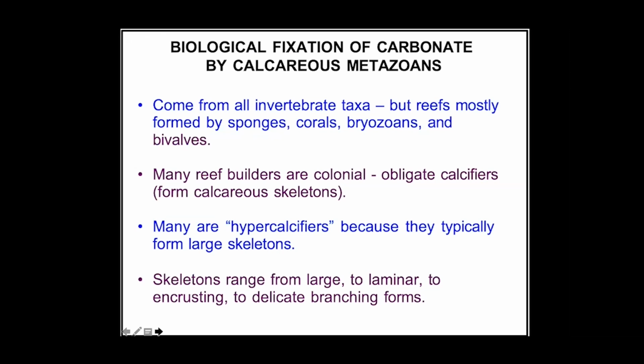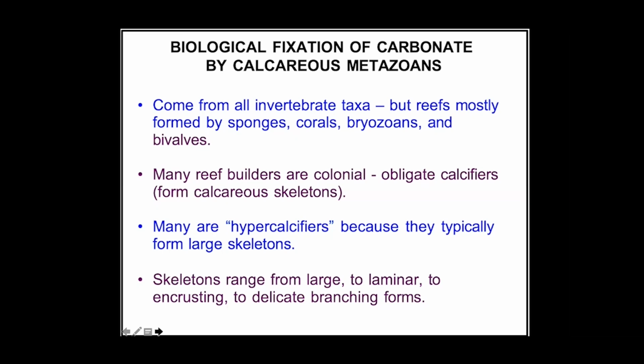We have to deal with what's called biological fixation of carbonate by calcareous metazoans. Carbonate, again, is calcium carbonate. Calcareous metazoa, these are the animals and plants that have got calcareous skeletons. So this aspect of building skeletons from calcium carbonate we've demonstrated so far in terms of corals. Some of the sponges will also do that, bryozoans and some of the bivalves. Most of the reef builders that we see in the tropical areas of the world are colonial corals. They are what we call obligate calcifiers. This means that in order for a coral to live and grow, it must produce a calcareous skeleton. It's the same way if you look at your own body, your body must produce bones to form your skeleton. You have no choice in it as part of the process.